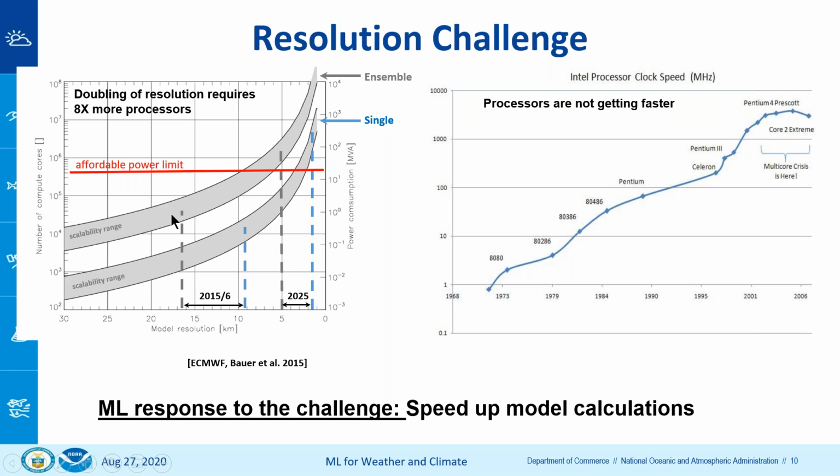And you see that our ensemble systems have already hit this ceiling, this affordable power limit. It means that if you want to increase the number of ensemble members, you need to reduce resolution or vice versa. Single member systems will hit this limit very soon. Also, processors become faster, but during the last several years, we observe some saturation in processor speed. So machine learning can alleviate this problem through speeding up model calculations, and I will show you examples.